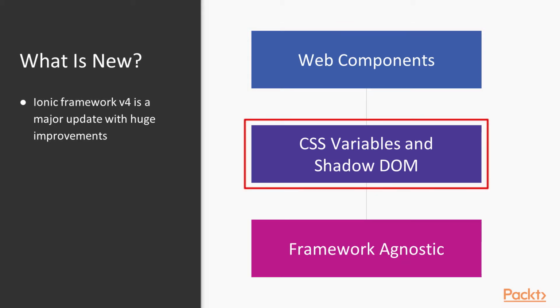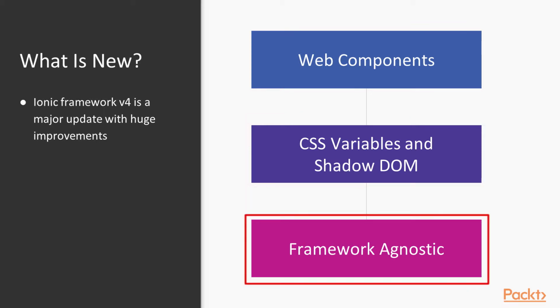Ionic 4 makes use of CSS variables, which allows you to have dynamic styling in your components. Also, Shadow DOM ensures that your styles do not leak. So the styles of one component do not affect the styles of other components. Lastly, Ionic 4 is framework agnostic. It means that with Ionic, you can use any JavaScript framework of your choice. If you do not prefer using a framework, you can start building your application with Ionic framework without having to use any backing JavaScript framework. You can use vanilla JavaScript to build your application.